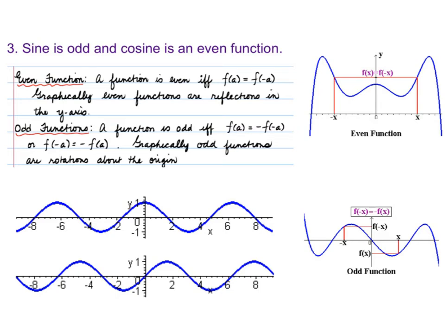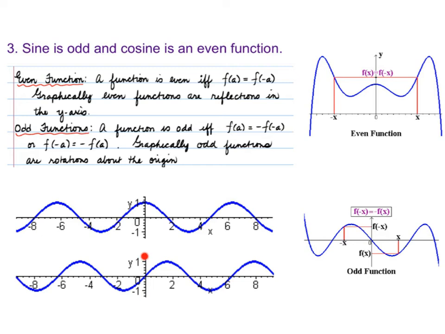So the next and last property is that sine is odd and cosine is an even function. These are the properties. And so I wanted you to look at some graphs that were even and odd functions, right? It says a function is even if and only if f of a is equal to f of negative a. And graphically, even functions are reflections in the y-axis. And you can see that here. Also this function right here. See how it is right here at the y-axis. They look exactly the same on both sides.